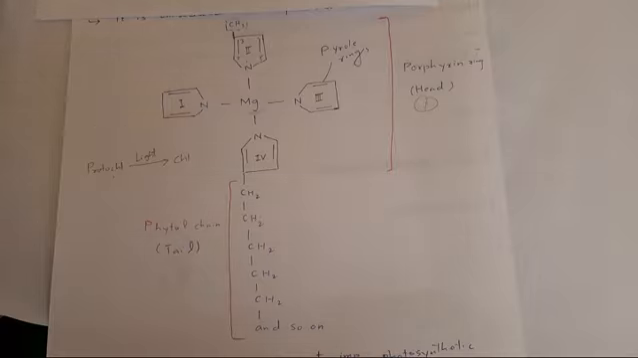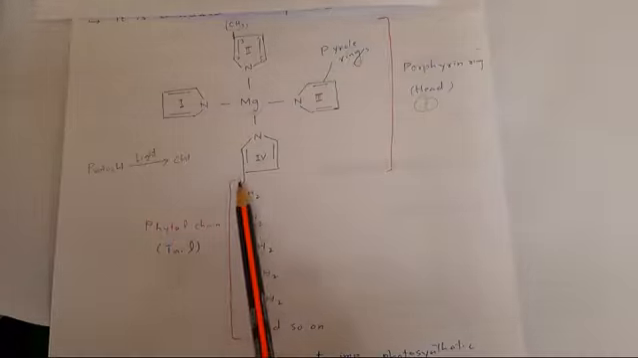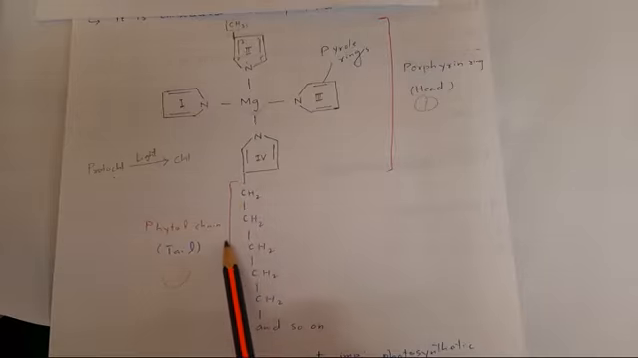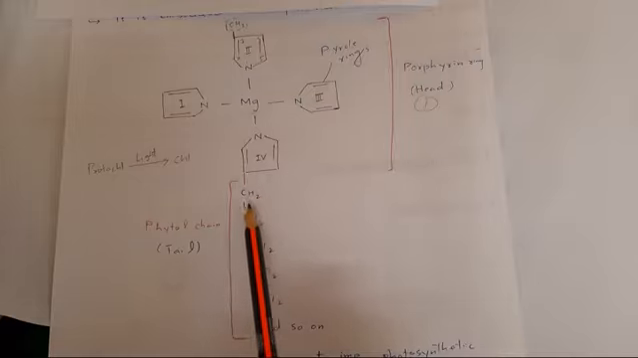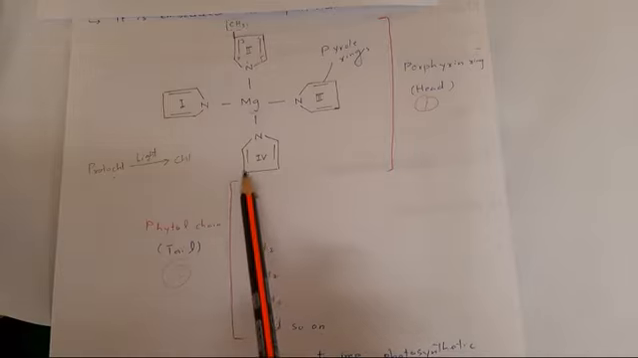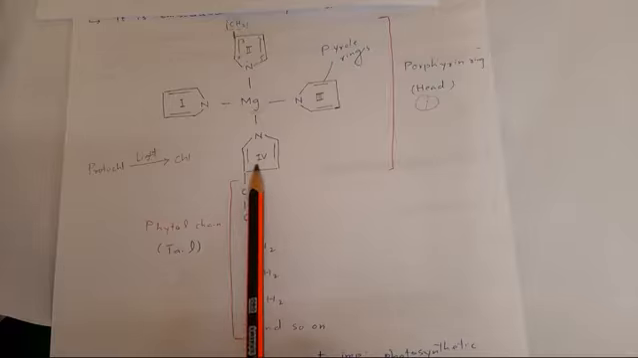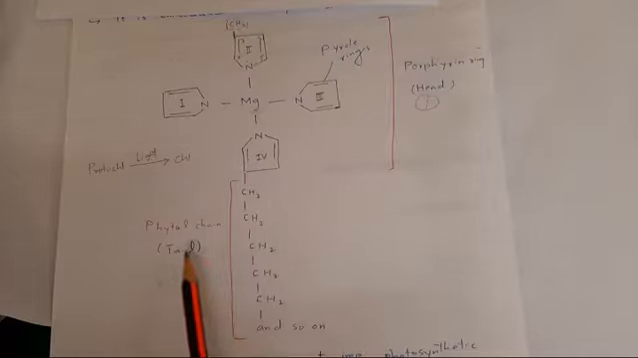Now coming to the second part of chlorophyll, that is the tail. If you look at this diagram, the tail consists of a long hydrocarbon chain, CH2 and so on, attached to one of the pyrrole rings of the porphyrin head. It is also known as the phytol chain.